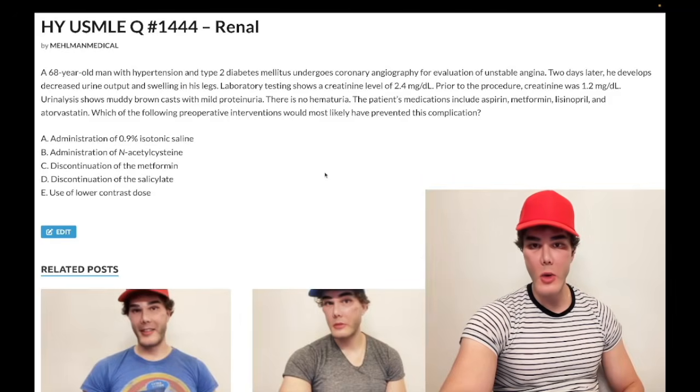How's it going, guys? Past level question for renal. 68-year-old man, hypertension, type 2 diabetes mellitus. He undergoes coronary angiography for evaluation of unstable angina. 2 days later, he develops decreased urine output, swelling in his legs. He has a creatinine of 2.4.